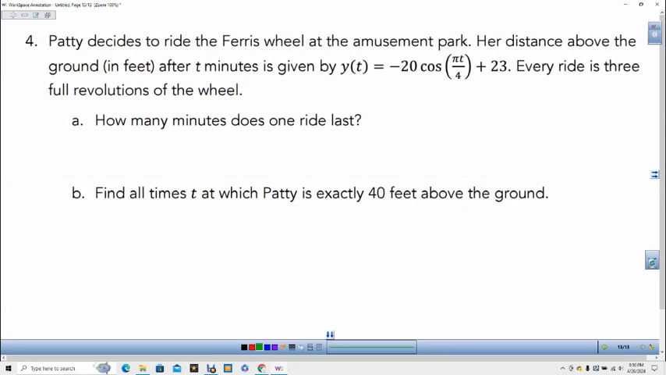So in this case, how many minutes does the ride last? Well, remember, that was where we calculate the period. So the period is equal to the normal period. For cosine, it's 2 pi divided by b, whatever is multiplied times the variable inside the trig function, so it's going to be pi over 4. So keep, change, flip. 2 pi over 1 times 4 over pi. Pi's are going to cancel out, and we're left with 8 minutes.